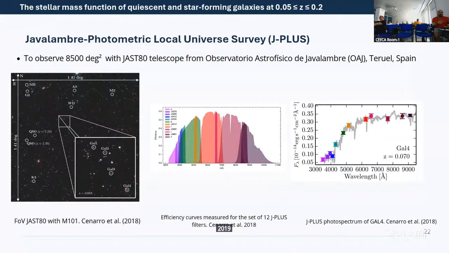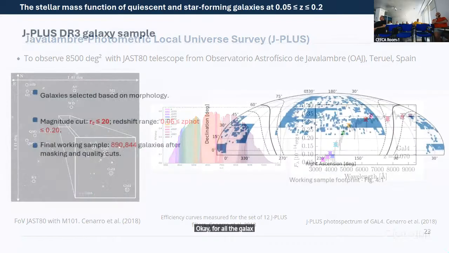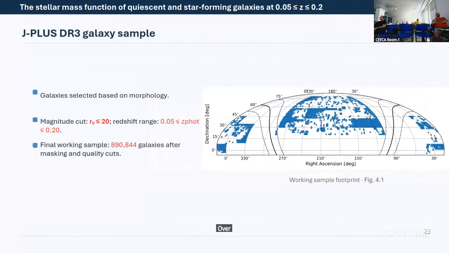You can see the efficiency curves, and the spectral energy distribution with the 12 filters of J-PLUS compared with an SDSS spectrum. This is what we are going to construct and obtain for all the galaxies of our sample. So for this, we need a big galaxy sample.